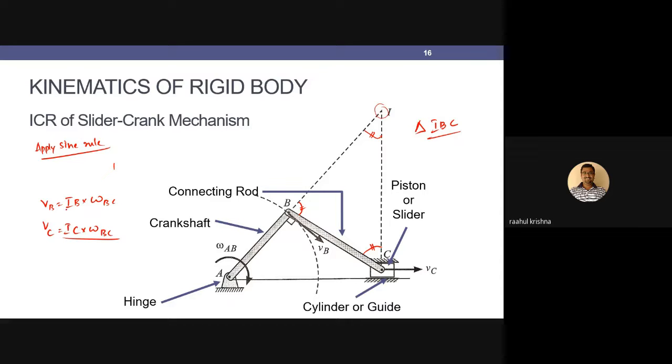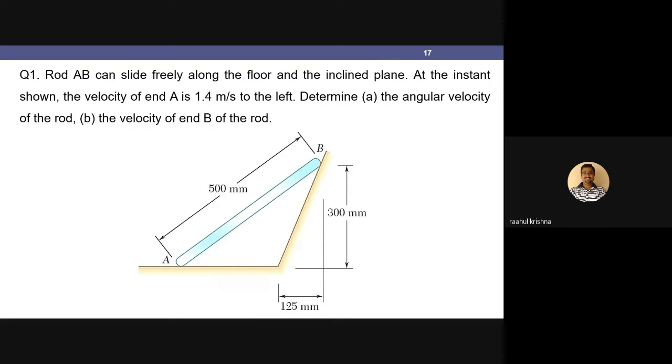That way, if in the question I'm supposed to find the angular velocity and I'm given VB, I can use this expression to find omega BC. And after getting omega BC, I can find the velocity of the other end of the link also. That is what we'll be seeing in the upcoming problems.